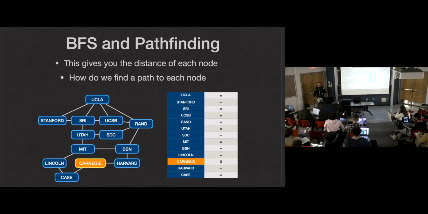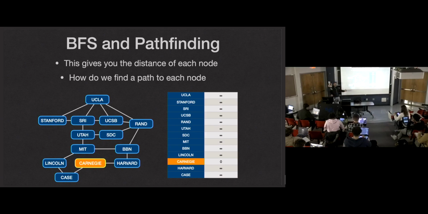We got the distance from the starting node to any node. But what if we actually want the path? What if we want not just the distance of the shortest path, the length of the shortest path, but we want the path itself? There are applications where we want this.